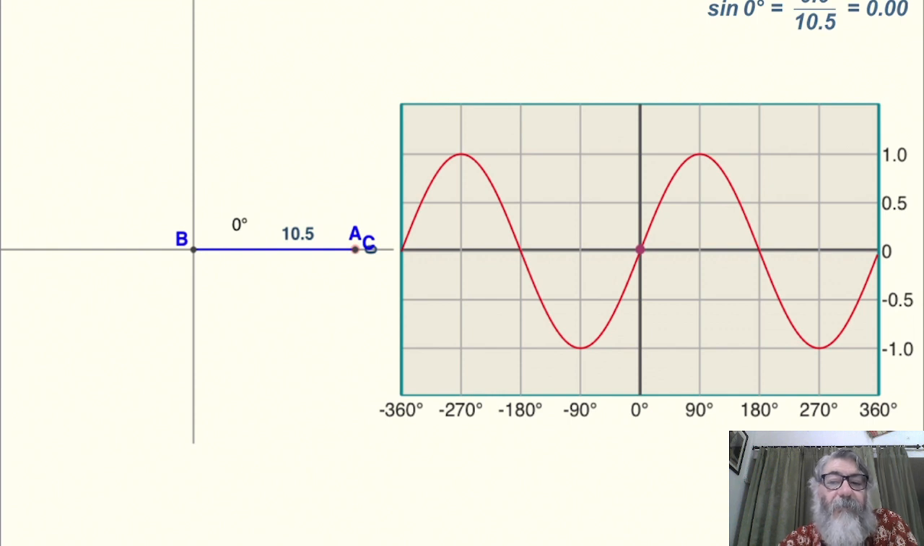So what is sine theta? Perpendicular upon hypotenuse. Here there is no perpendicular, there is no triangle. So where is the perpendicular? There is no perpendicular. Perpendicular is 0. So 0 upon 10.5. If you see on top, for sine 0, it is written 0 upon 10.5, which will be 0.0. So sine 0 is 0.